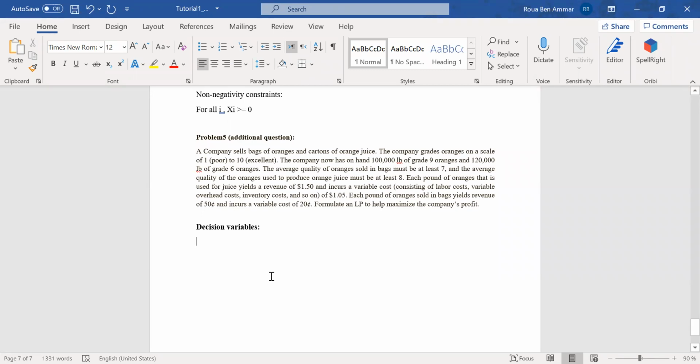Okay. In this case, what can I control? What can we control? The grade. Okay, no, we can't control the grade. We have a certain quantity of each grade, for example of grade 9 and grade 6. We cannot control the grade, whether it's juice or orange.